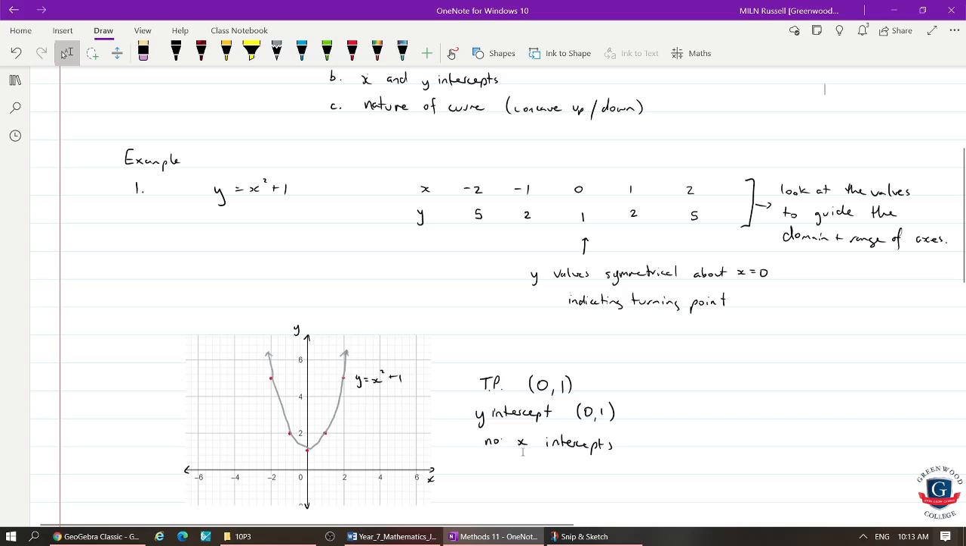And then when I did that, I had a look to see that I'd gotten all the critical things. I can see that my turning point's at 0, 1, my y-intercept is also at 0, 1, and it has no x-intercepts because it doesn't cross the x-axis.